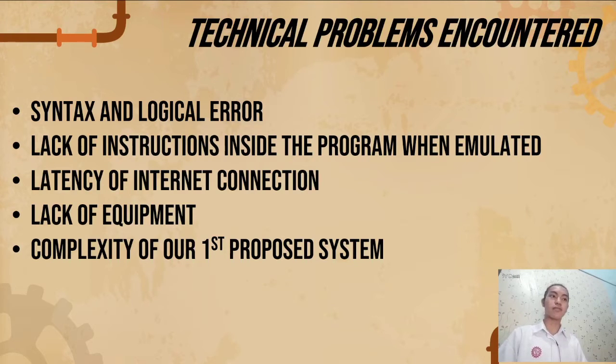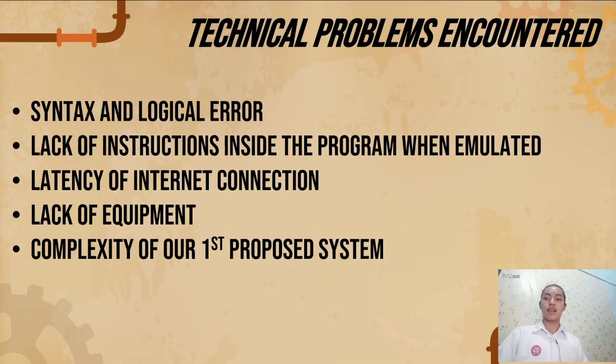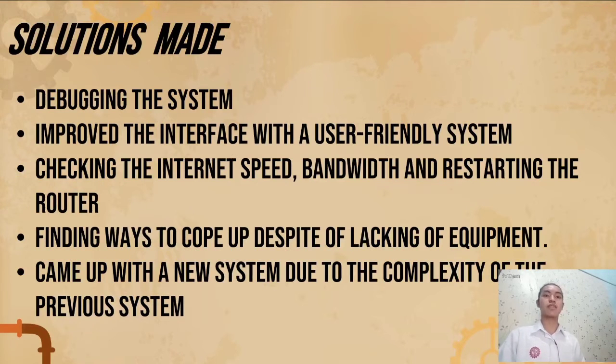And the fourth problem we encountered is lack of equipment. The solution we made is finding ways to cope despite the lack of equipment. Not all of us have equipment, so sometimes we conduct personal grouping since we're located near each other. So we are always trying our best to finish the tasks that have been assigned to us. And the last is the complexity of our first proposed system. The solution we made is coming up with a new system due to the complexity of the previous system.